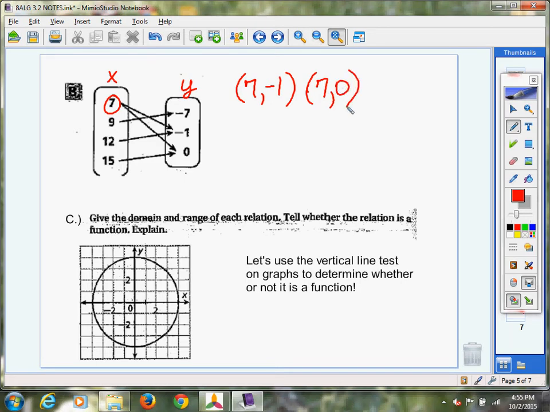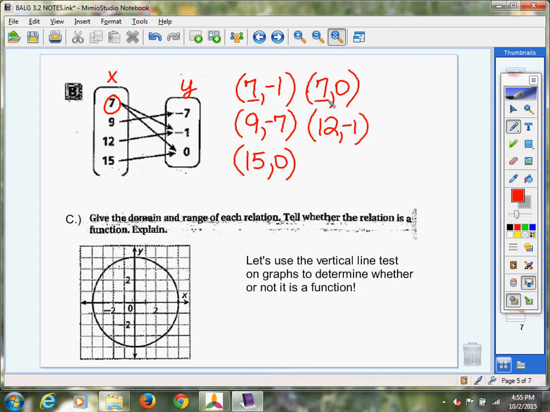I've got 9. 9 matches up with -7. I've got a 12 that matches up with -1, and I've got a 15 that matches up with 0. Now you could literally take that mapping and turn them back into each individual ordered pair. That's fine, because you may spot it a little more easily if you do that. And this is what you're looking for.